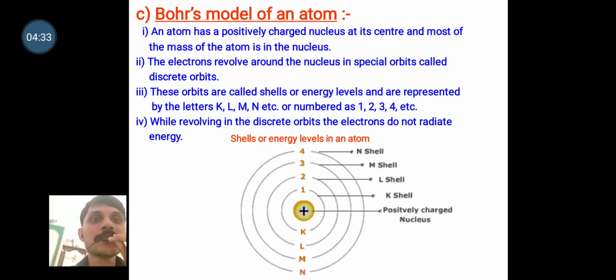The next one is the Bohr model of an atom. The Bohr model consists of a positively charged nucleus at the center, and different shells, that is K, L, M, N. The K, L, M, N show the energy levels of the orbits. While revolving in these discrete orbits, the electrons do not radiate energy.